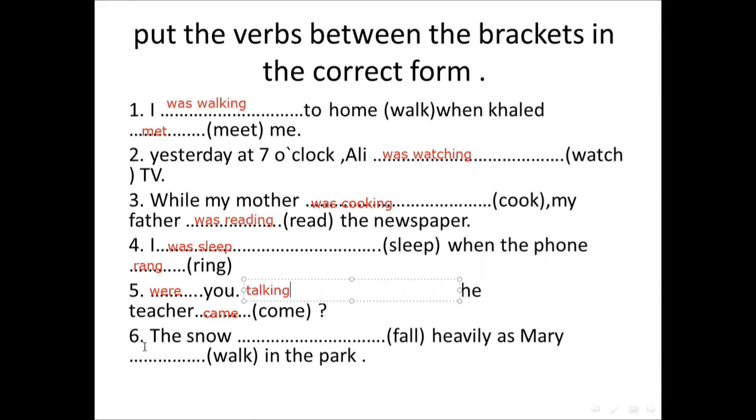The last sentence, the snow space fall heavily as Mary space walked in the park. Here the verb will be in the past simple because after as we use the past continuous.